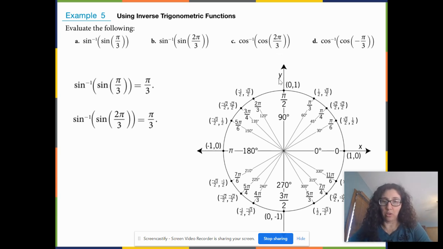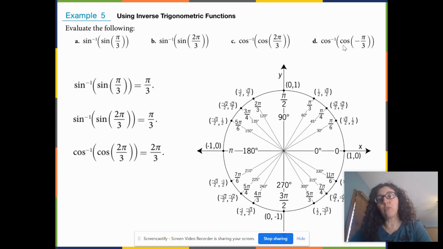So inverse cosine of cosine of 2 pi thirds. Cosine of 2 pi thirds is negative 1/2. What is the inverse cosine of negative 1/2? It's 2 pi thirds, right? This is kind of a trick question, trying to trip you up, because inverse cosine is defined on quadrants 1 and 2. So the inverse cosine of negative 1/2 is 2 pi thirds.